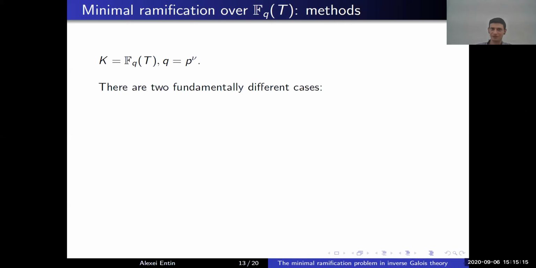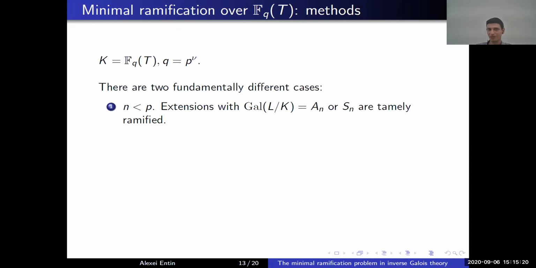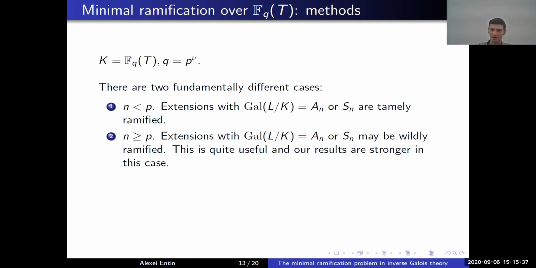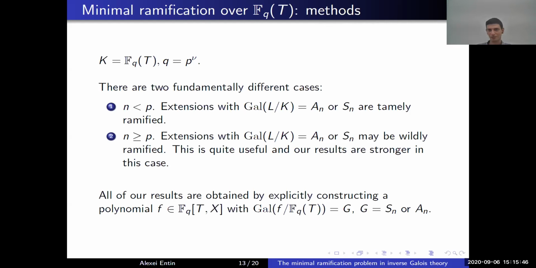There are two fundamentally different cases, as you could have guessed from the previous statements. There's the case of p bigger than n. So this means our extensions have to be tamely ramified. And there's the case of n at least p. In this case, extensions with Galois group A_n or S_n may be wildly ramified, and this is quite useful, and we obtain stronger results using wild ramification. Okay, so all of our results are explicit, more or less. We obtain explicit polynomials with Galois group S_n or A_n in each case.